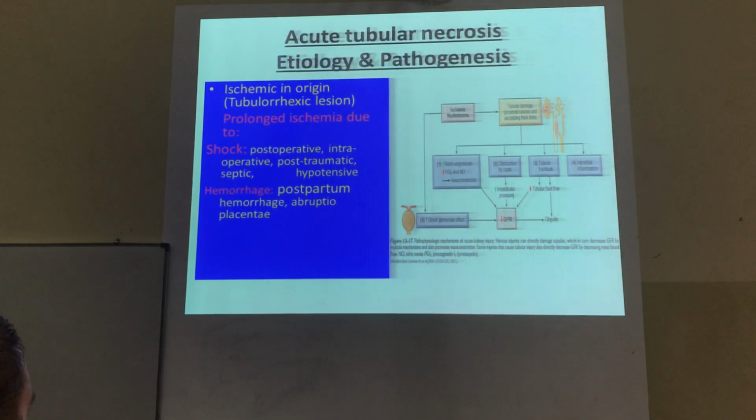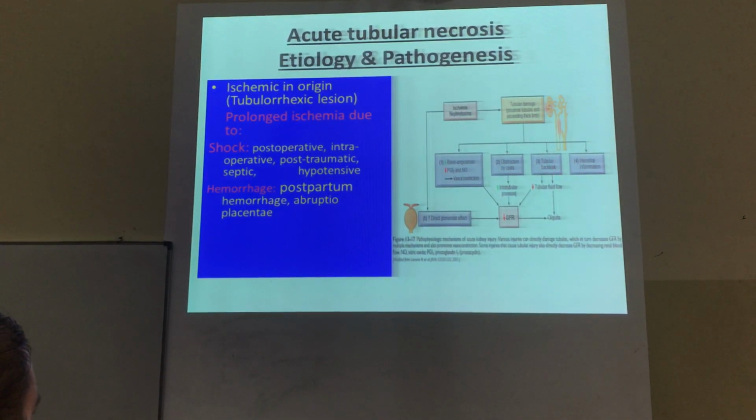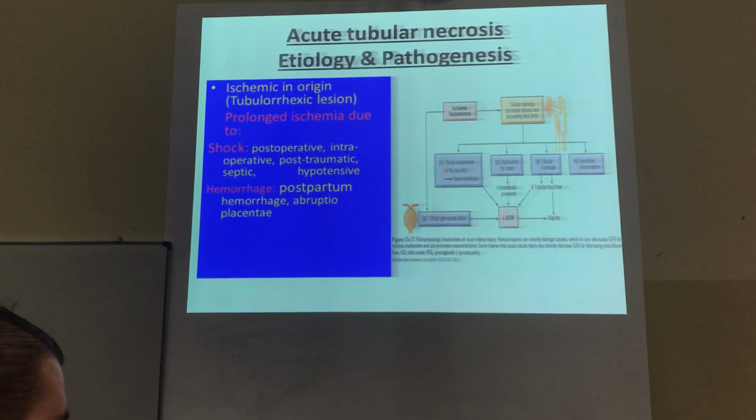So there is tubular cast, and there is tubular back leak. Sometimes from here, the solutes or other secretions are leaking into the interstitium. So both of these things are ultimately also decreasing GFR: this by increasing the intratubular pressure, and this by decreasing the tubular fluid flow. So both are decreased. Ultimately, this will cause the GFR to become decreased.